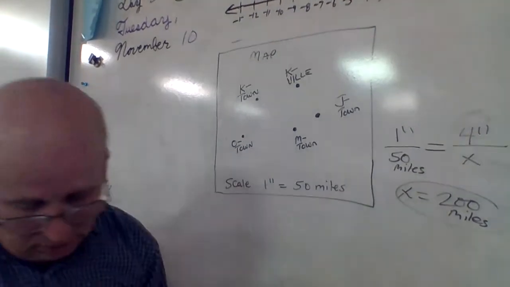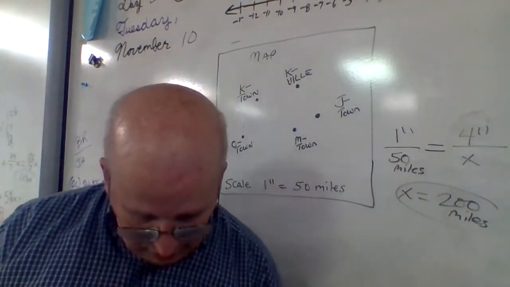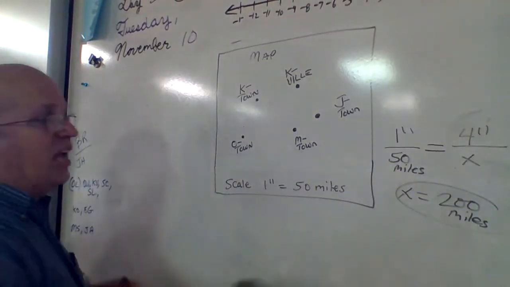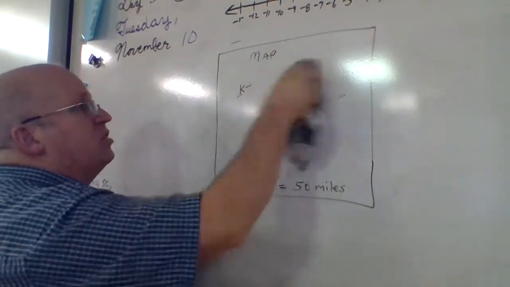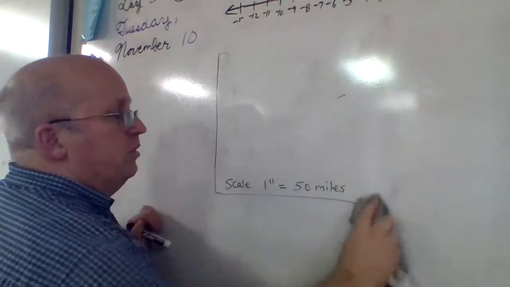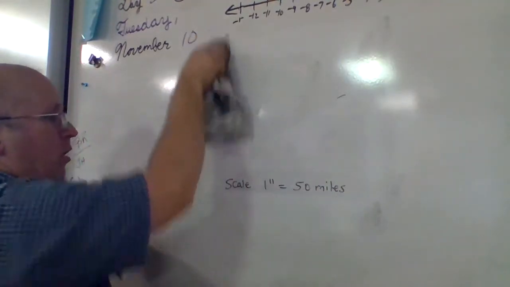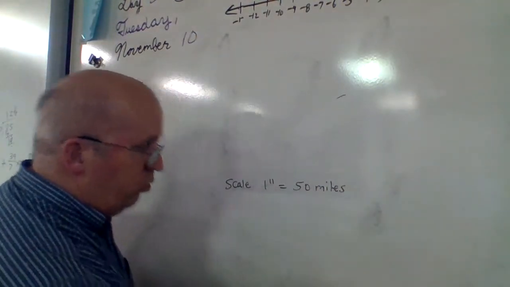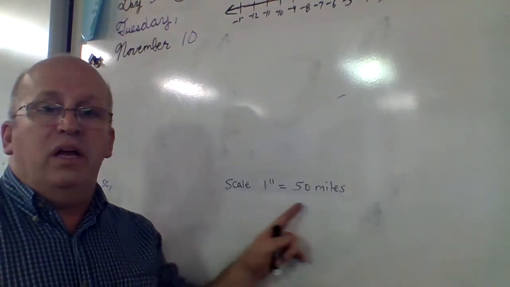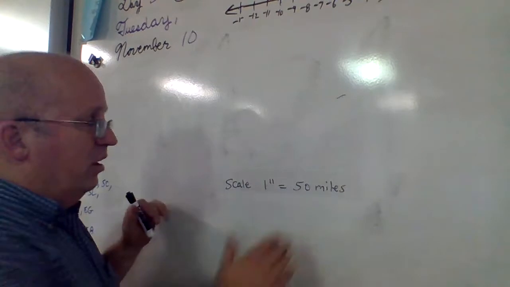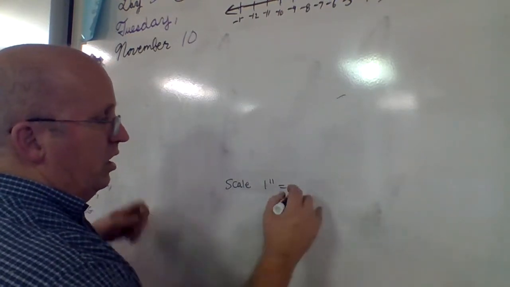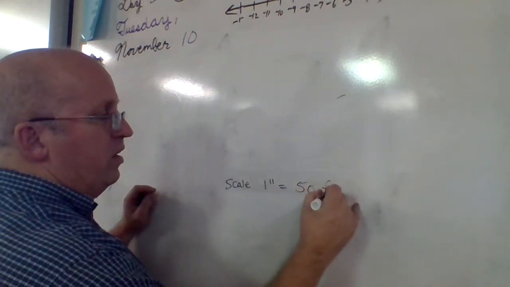Let's talk about something else. When your book asks you to find a scale factor, what in the world are they talking about? Well, let me show you. Let's imagine somebody gives you the scale of 1 inch equals 50 miles. Actually, we're going to start easy. Let's just make it 1 inch equals 50 feet.